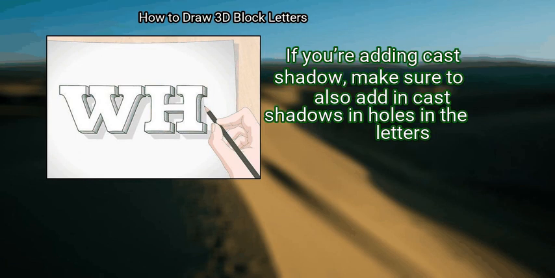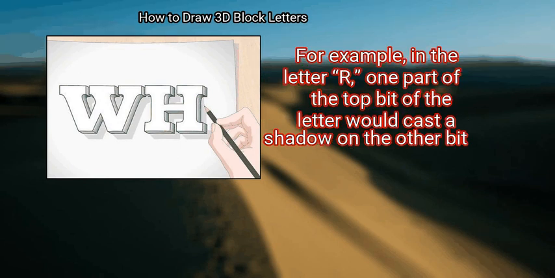Step 3. Add cast shadows to the letters, if you'd like. If you are adding cast shadows, make sure to also add in cast shadows in holes in the letters. For example, in the letter R, one part of the top bit of the letter would cast a shadow on the other bit.